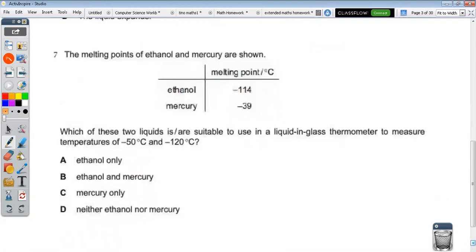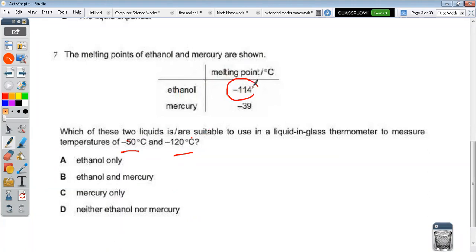Now, this is a tricky question. Melting points of ethanol and mercury are shown in the table. Which of these liquids is suitable to use in a liquid-in-glass thermometer to measure the temperatures you are given? We want to measure the temperature range between these two values. Now if we go to ethanol here.